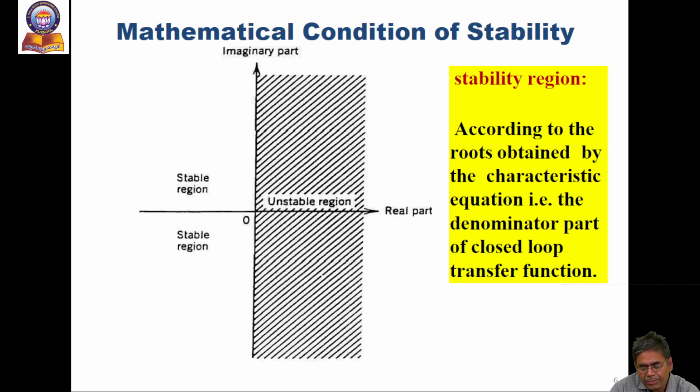In the S-plane representation, when all the poles and zeros are present in the left half of the S-plane, the system is said to be stable. According to the roots obtained from the characteristic equation, the denominator of the closed loop transfer function, when all the roots of the characteristic equation are present in the right half of the S-plane, the system is said to be unstable. When all the roots are present in the left half of the S-plane, the system is said to be stable. Whenever any one of the roots is present in the right half of the S-plane, the system is said to be unstable.